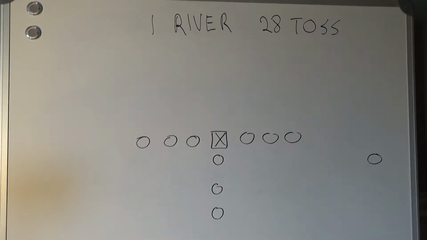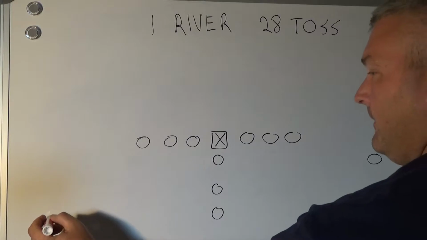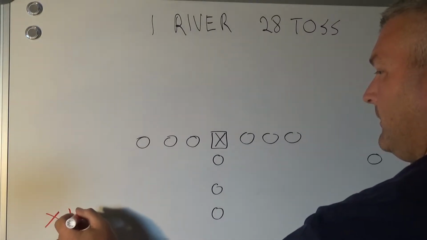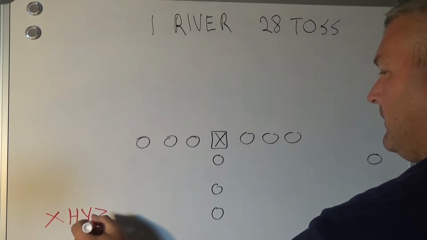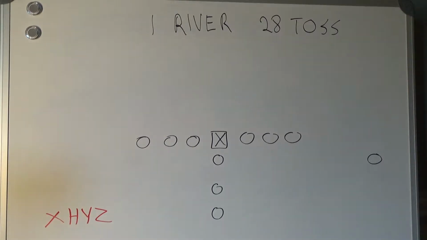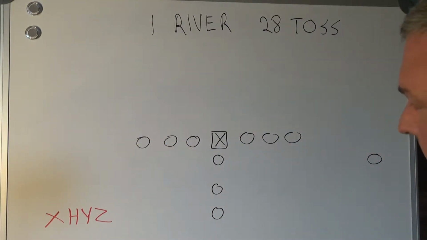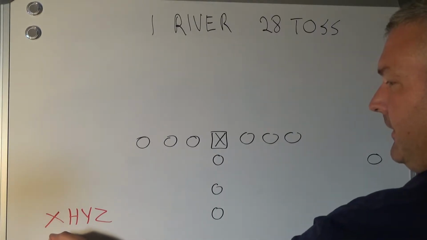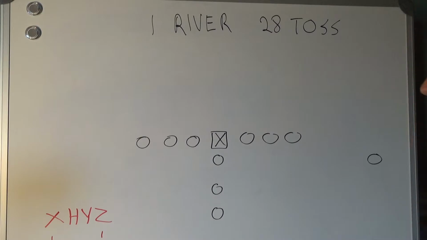Going to be an I river. Let's just talk a little bit about player designations. XHYZ is how we assign to our receivers from left to right as we are looking. X and Z are both number 1 wide receivers.